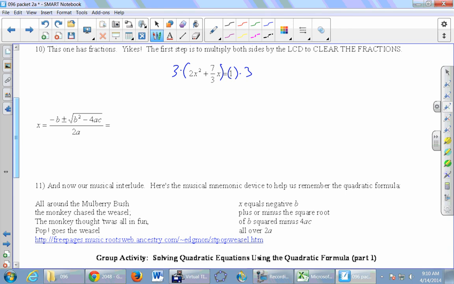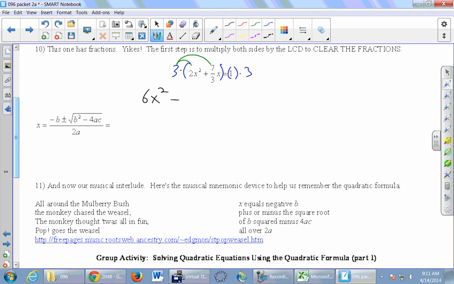And make sure you acknowledge that this 3 on the left is going to distribute to both terms. It's really common to write 2x squared as the first thing because you just put the 3 there because of the 7/3. But you got to recognize that the 2x squared is part of it. It gets the 3 as well. So what do we get when we distribute?